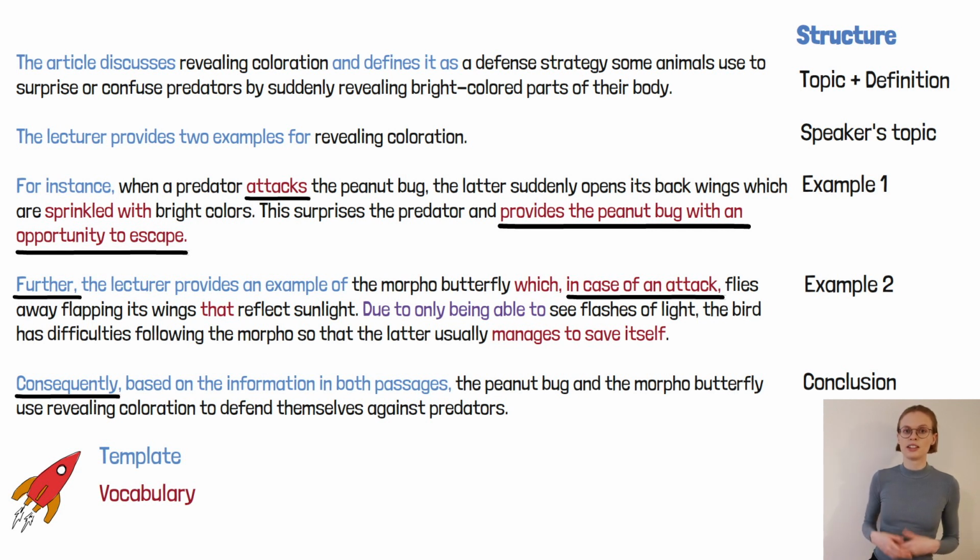Of course, you should not paraphrase everything because some words cannot be paraphrased. For example, as you can see in my answer, I used the expression "bright colors." Or I also used the word "predator" that was given in the passage. And if you have a closer look at my answer, I also used more complex grammar. For example, I said "due to only being able to." And this is what will get you a high score in task 3 in TOEFL Speaking.